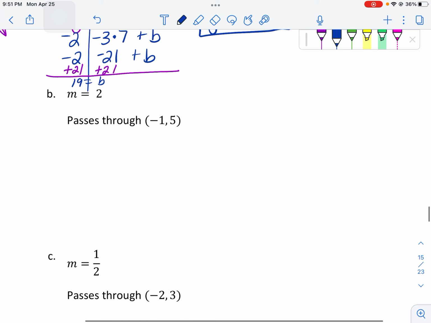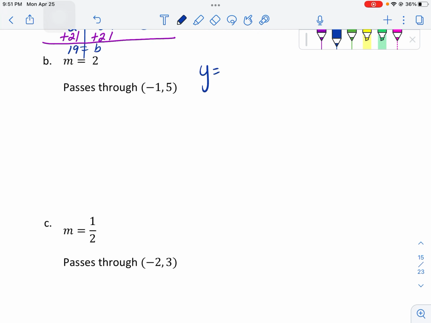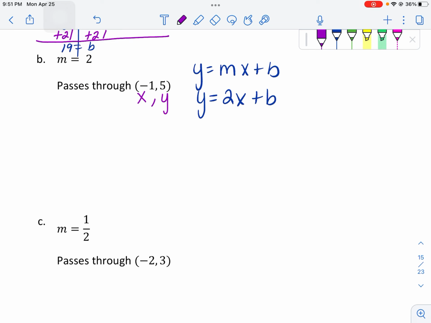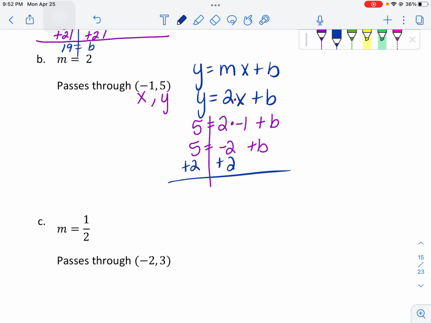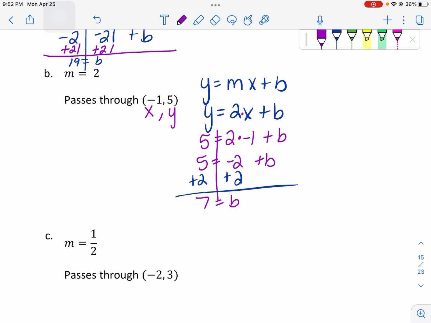All right, I'll do another one for you. Same thing. We start with y equals mx plus b. We know that m is 2, so I'm going to put in y equals 2x plus b. And then we use our ordered pair as x and y. We're going to put the 5 in for the y spot and the -1 in for the x spot. So that's 2 times x, so it'll be 2 times -1, and then plus b. Then we use our inverse operations and solving skills to solve this equation. So we get 5 equals -2 plus b, and then add 2 to both sides, and we get 7 equals b. So m equals 2 and b equals 7. Our final answer here is y equals 2x plus 7.